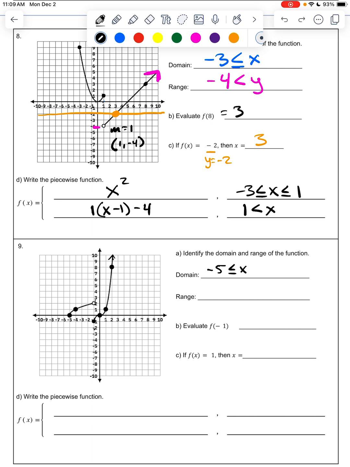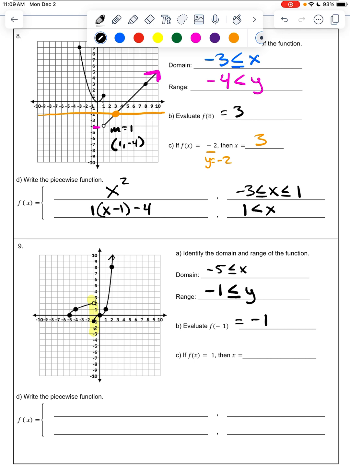Range. The lowest y value here is -1. And that's a closed circle, so less than or equal to y. Again, the arrow is pointing up forever, so I'm not going to put less than infinity. There is no single highest output for this function. F of -1 is asking us to look at right when it jumps. Which one do we use? We always use the closed circle to evaluate. F of -1 is -1.